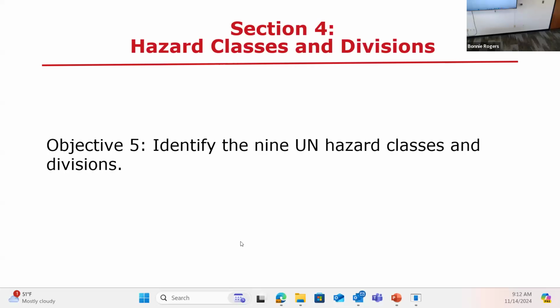Started with the 9 UN hazard classes and divisions. You can find those in your ERG. I printed out a quick cheat sheet here. We'll go through each class and what the associated hazards are. There's one on there that doesn't really apply to what we're doing, so you don't need to know about that.